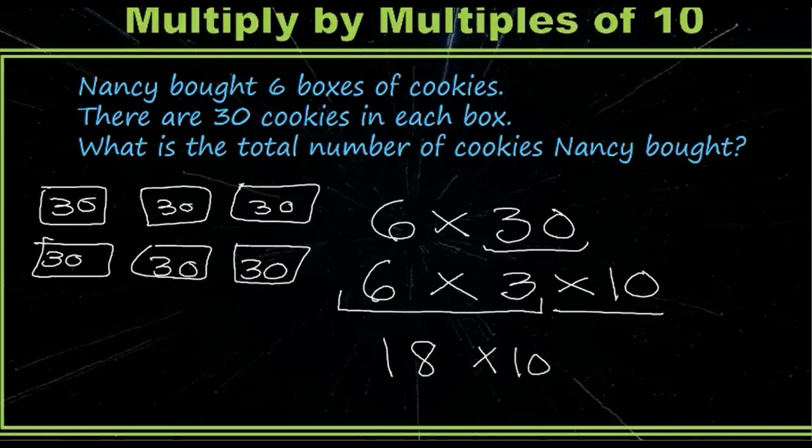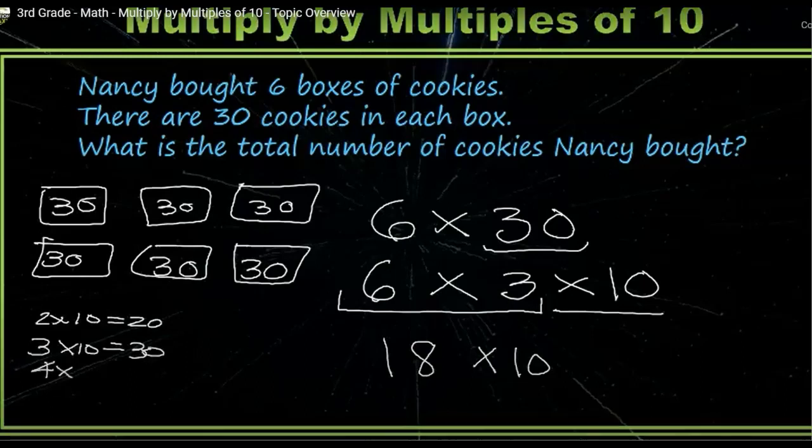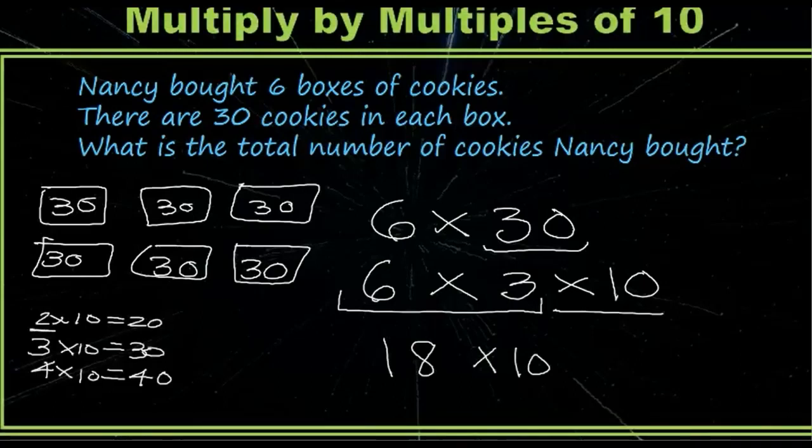Well, when we had 2 groups of 10, that was 20. And when we had 3 groups of 10, that was 30. And when we had 4 groups of 10, that was 40. So what you see happening is a little pattern, right? That this factor that we're multiplying by 10 is moving from its original place value to the next place value up. So my 2, which is in the ones place, becomes a 2 in the tens place. So now back to our friends over here, 18 times 10.